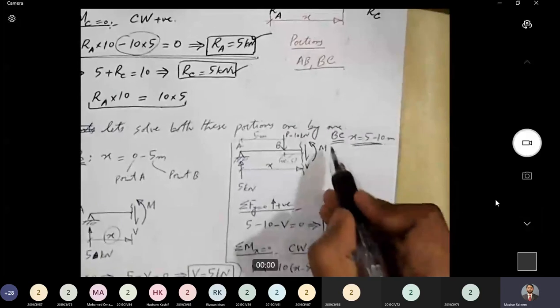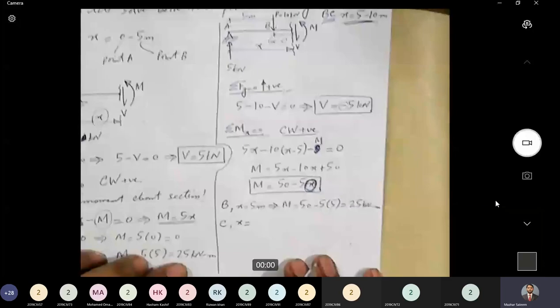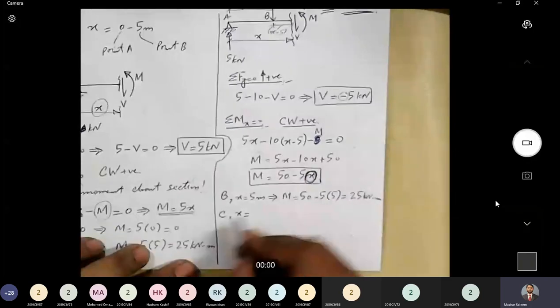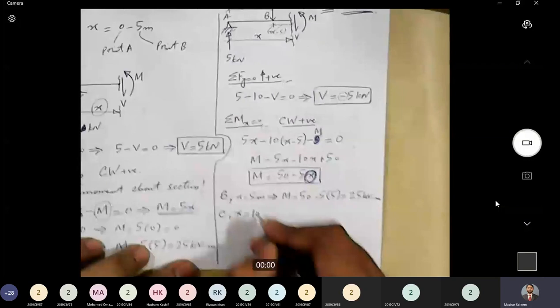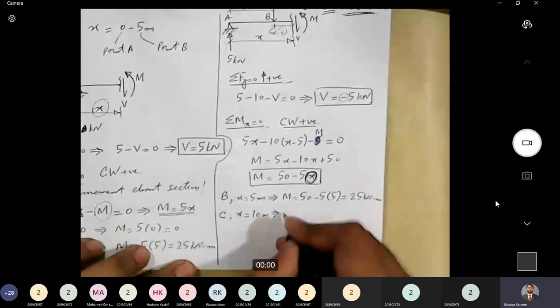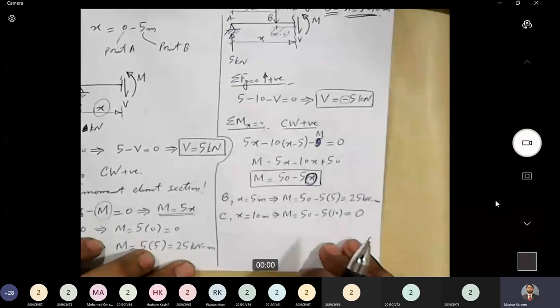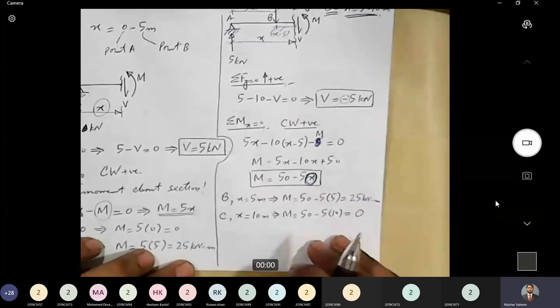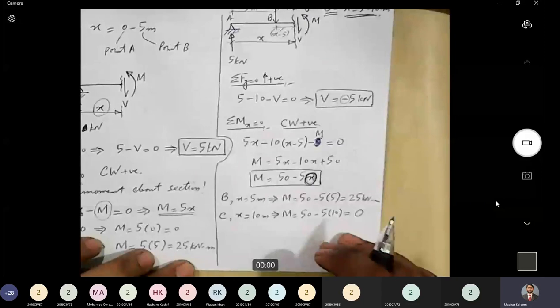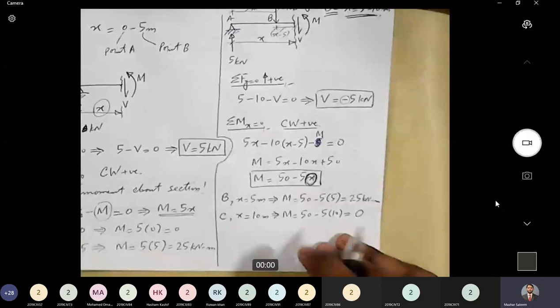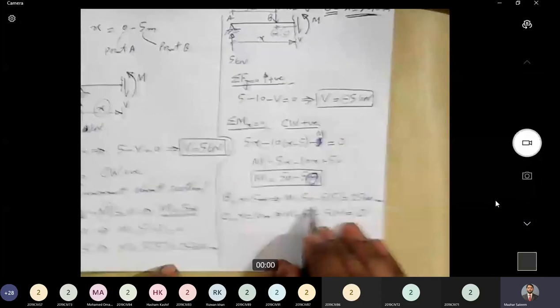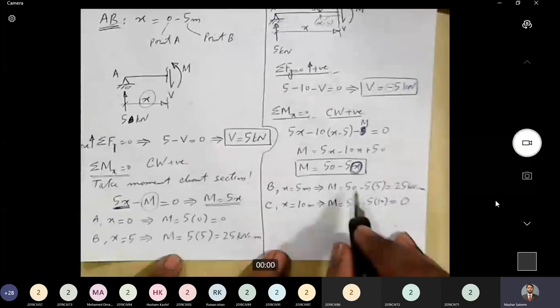So the value of M at point C, where x is 10 meters, is M equal to 50 minus 5 into 10. And how much is that? 0. It is 0. Now let's look at these answers critically, whether they make sense or not. At point B, how much was the value of moment that we got from section AB?